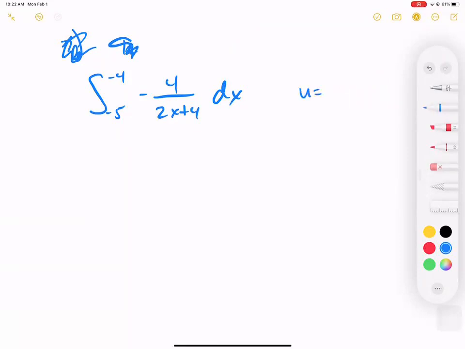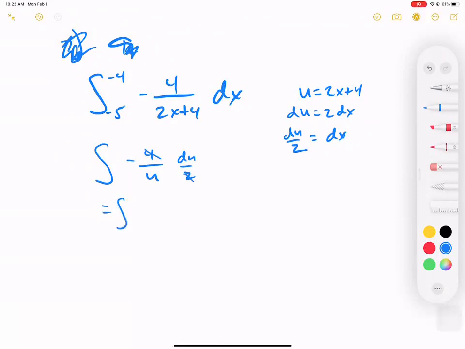So if I say u is equal to 2x plus 4, take the derivative, that's going to be du is equal to 2 dx. dx is equal to du over 2. Okay. And you'll realize that this is actually a u problem. -4 over u, 1 over u, and we're going to say du over 2. Those simplify out, and we're left with a nice integral of -2 over u du. And hopefully you see this is actually a natural log problem.